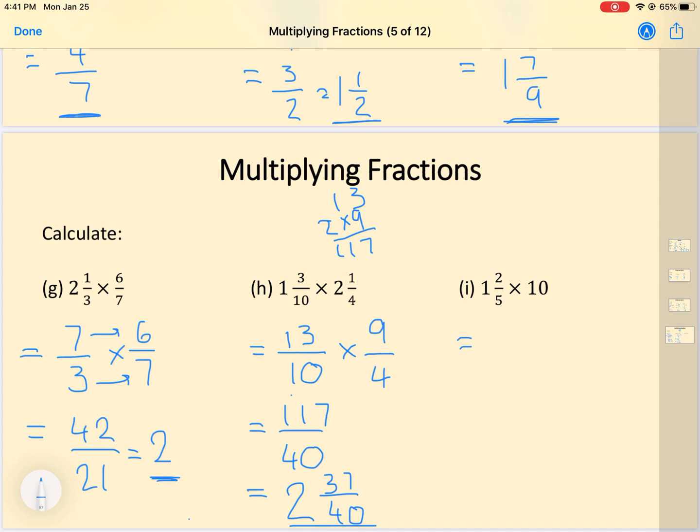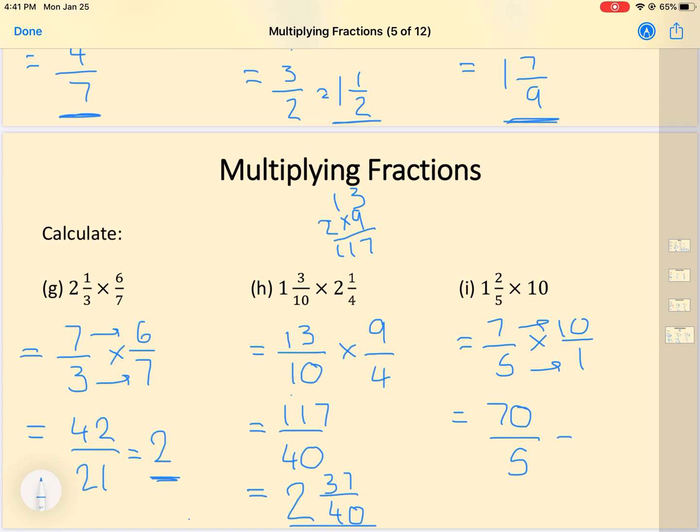Next then, we have got 1 2/5 multiplied by 10. 1 2/5, 1 times 5 plus 2 is 7 over 5. Multiply that by 10 over 1. Just like we considered with the previous questions, which had a whole number. Make it over 1 and it creates a fraction. Multiply across the top to get 70, multiply across the bottom to get 5.